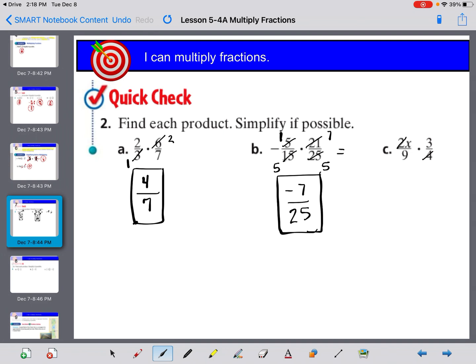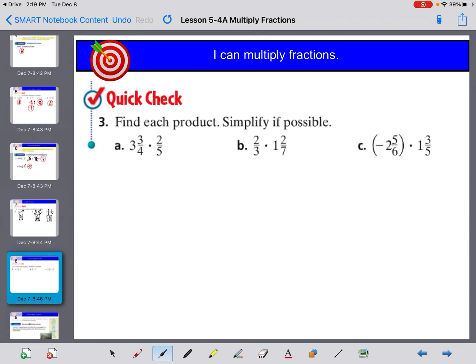The last one, 2 and 4 have a common factor of 2. And so I'm left with just one x here. 3 and 9 have a common factor of 3, and so I'm left with 1 and 3. Now multiply the numerator. 1 times x is the same as x. 3 times 2 is the same as 6. x over 6.